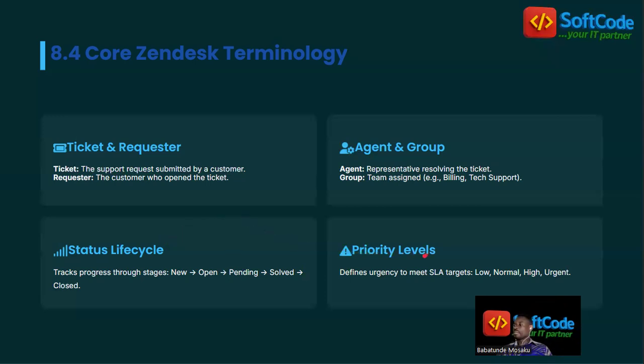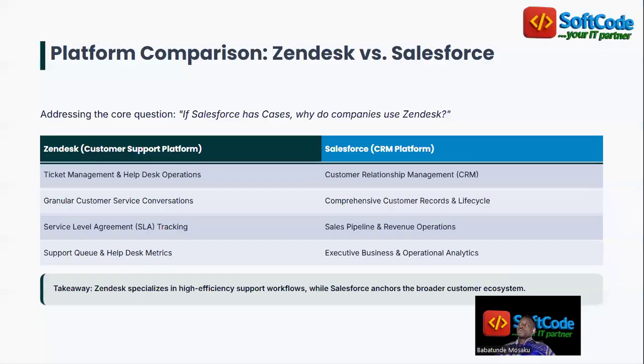And then priority levels. This defines urgency to meet the SLA target. So it can be low, normal, high, or urgent. Comparing the platforms together, I think we have already talked about this, so because of our time, we won't talk about it anymore.